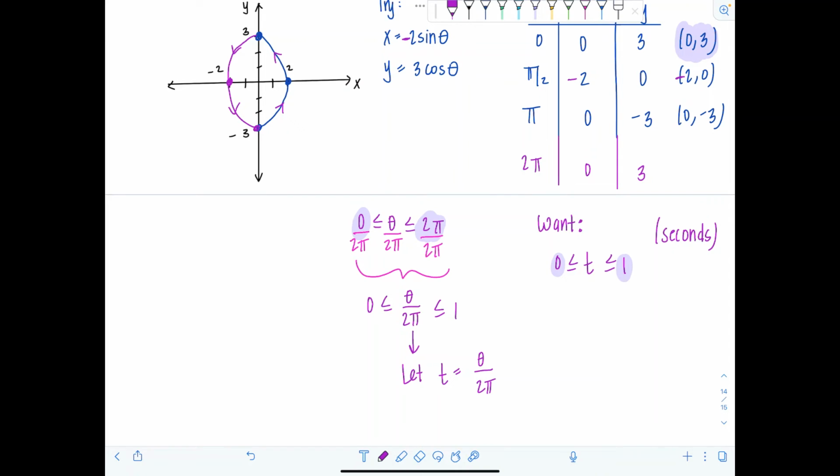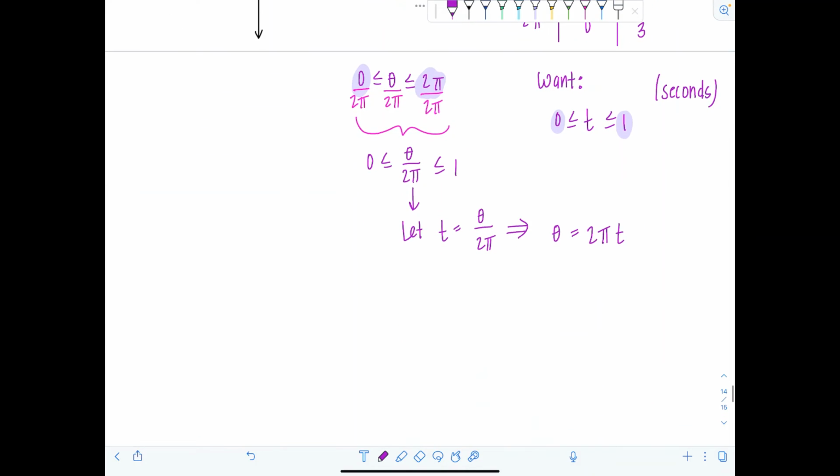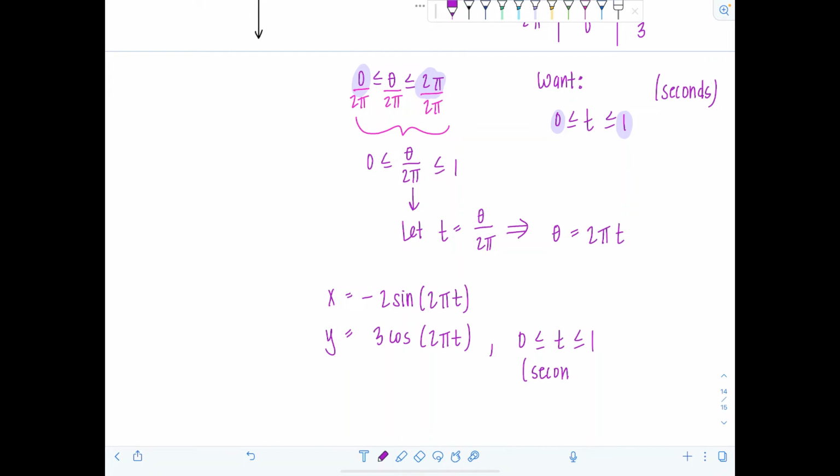And so if I go back to my parametric equations here that were in terms of theta, I'm going to solve for theta and replace it so that now I'm using parameter t. So theta equals 2 pi times t. And now my parametric equations are going to be x equals negative 2 times sine of 2 pi t, y equals 3 times cosine of 2 pi t, and t varies between 0 and 1. Okay, so t is measuring time in seconds, and we've completed the problem.